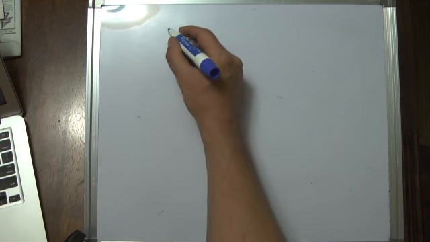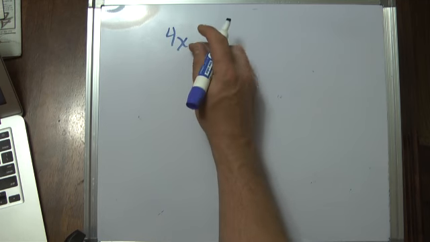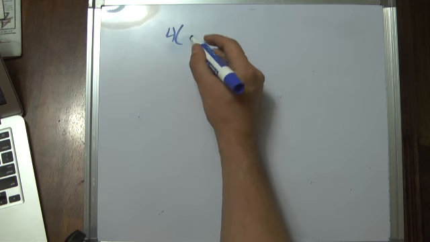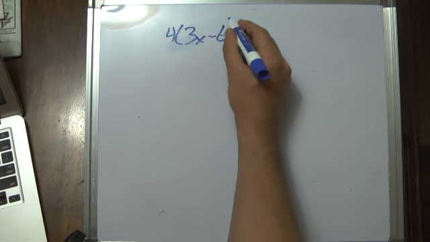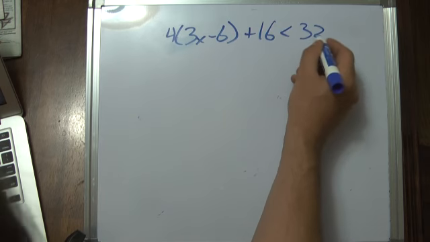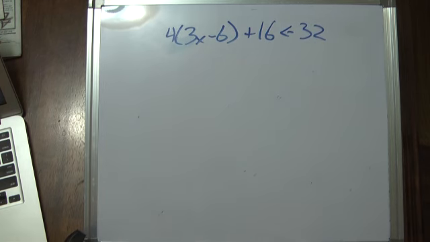Question 11, what is the solution to that inequality? So it's 4 times 3x minus 6 plus 16 less than negative 32, I guess. Do I have that written down correctly? I do.